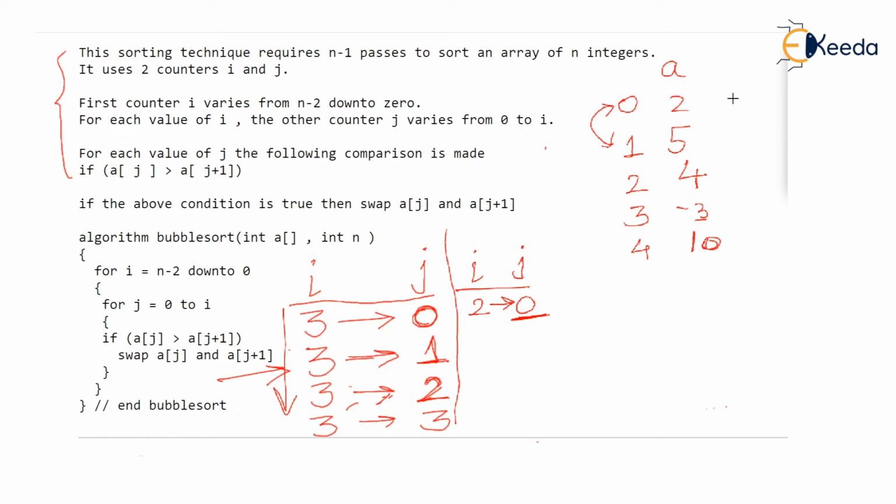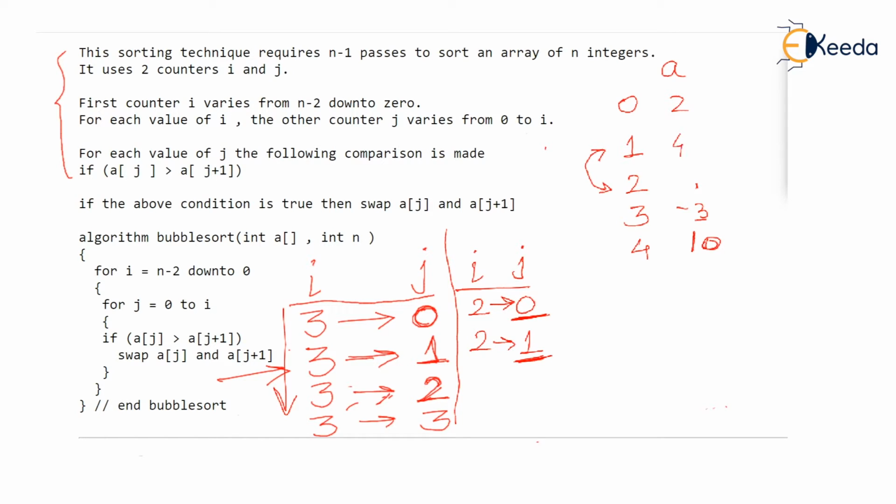Then we will keep I as 2. Remember, I remains constant now, but j increases. J becomes 1. Now again ask, is A1 greater than A2? Is AJ greater than AJ plus 1? Just check. A1 greater than A2 is also true. 5 greater than 4 is true. So we will swap 4 and 5.